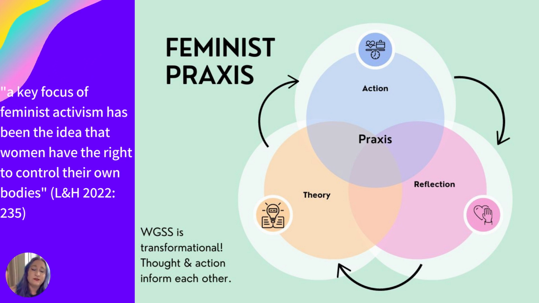There's a Venn diagram here illustrating a representation of the way to think about feminist praxis as this interrelationship between theory, action, and reflection. A key focus of feminist activism, per our authors on page 235, has been the idea that women have the right to control their own bodies. And I would also add transgender people and gender non-binary people, right?